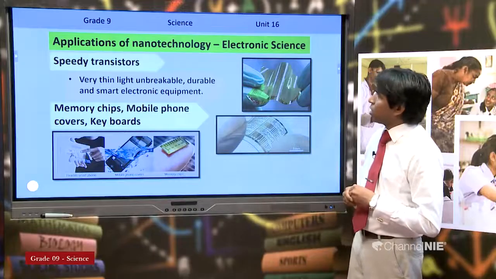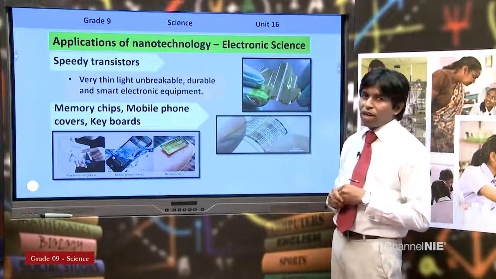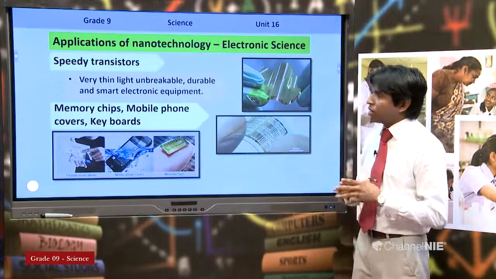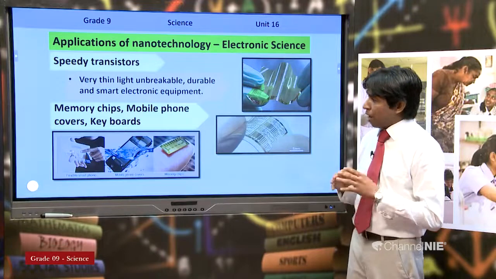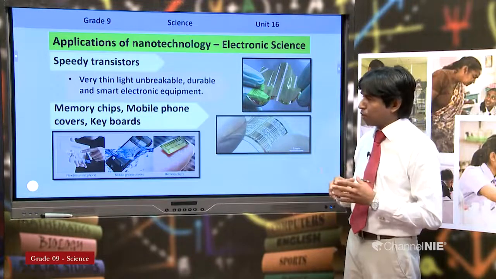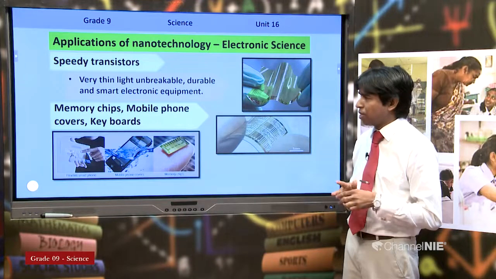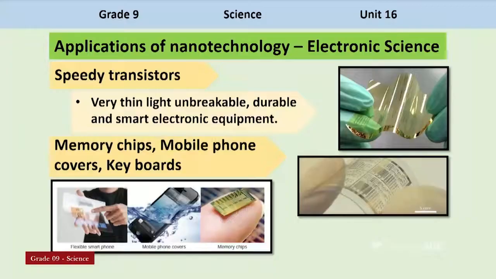Next one, application in electronic science. In electronics we use various electronic components, transistors, diodes, especially in mobile phones, computers or laptops. We use a lot of electronic devices like transistors and integrated circuits, or ICs. Currently we use bulk material to make these transistors, but in the future nano transistors will become very small.